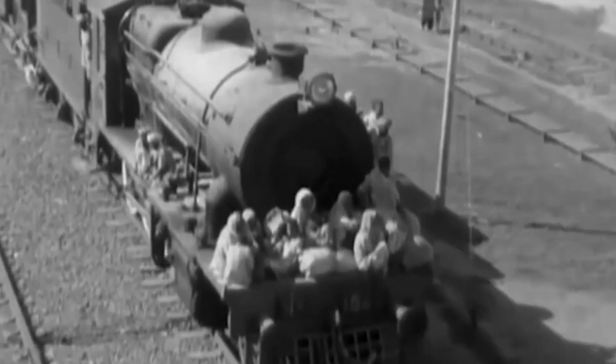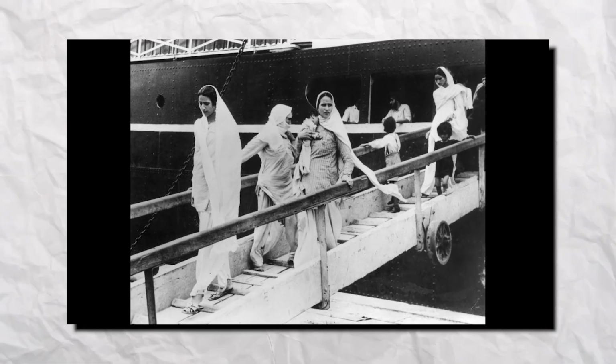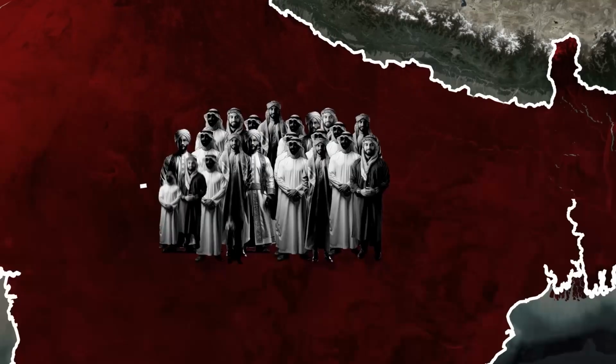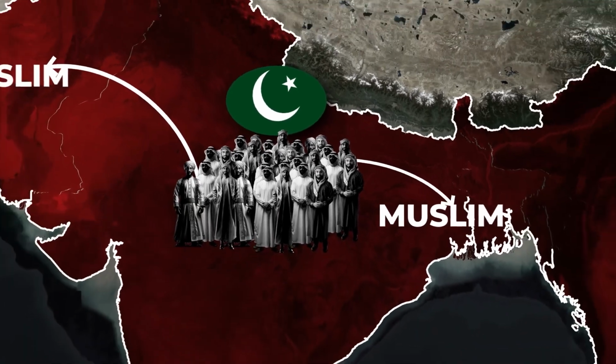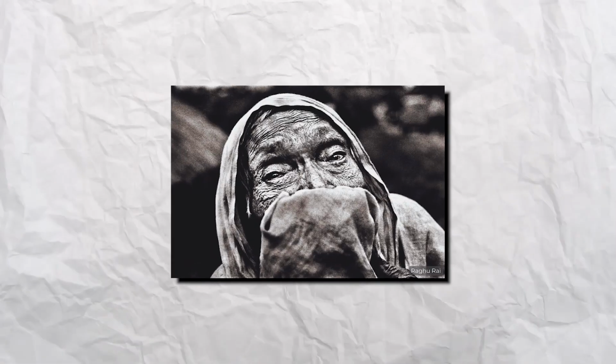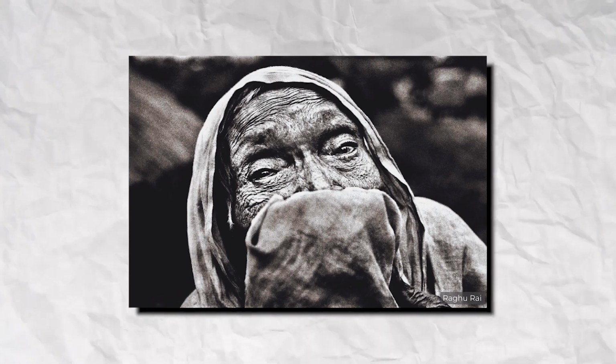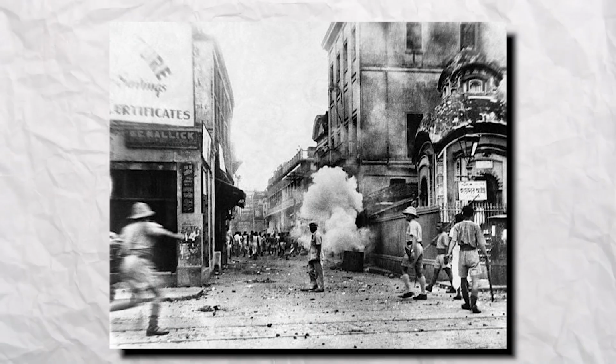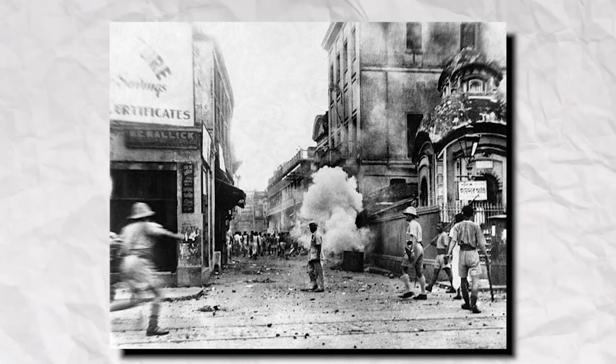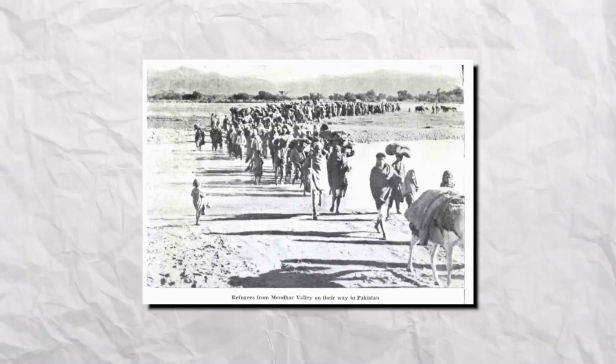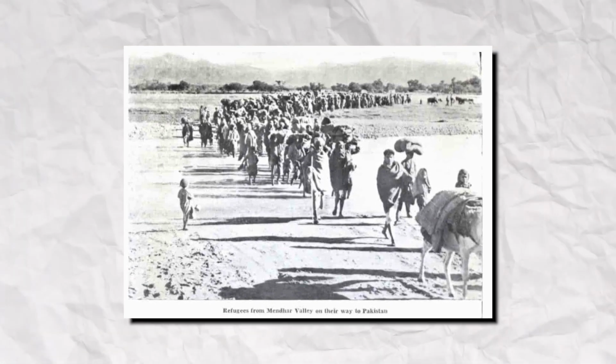The violence that ensued during this period was unimaginable. Hindu and Sikh refugees fled to India while Muslims moved to Pakistan. In some areas, entire villages were emptied, with families being forced to abandon their homes due to the threat of violence. Communal riots broke out across the subcontinent, with atrocities committed on both sides. Families were torn apart, and many were subjected to horrific violence, including murder, rape, and abduction.